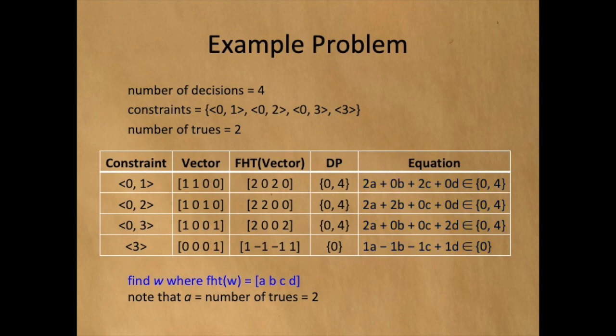Our goal is to find a vector W where the fast Hadamard transform of W equals the vector A, B, C, D. The value A corresponds to a population cell, so A must equal the number of trues.